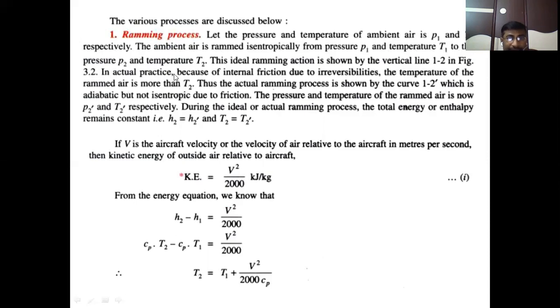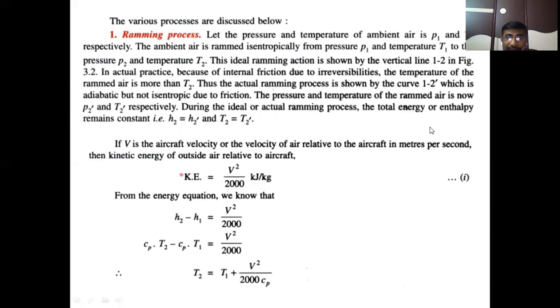In actual practice, because of internal friction due to irreversibilities, the temperature of the rammed air is more than T2. Thus, the actual ramming process is shown by the curve 1-2 dash, which is adiabatic but not isentropic due to friction. Clear, students? The pressure and temperature of the rammed air are now P2 dash and T2 dash respectively. Here T2 dash is equal to T2, and the pressure will be reduced due to friction.